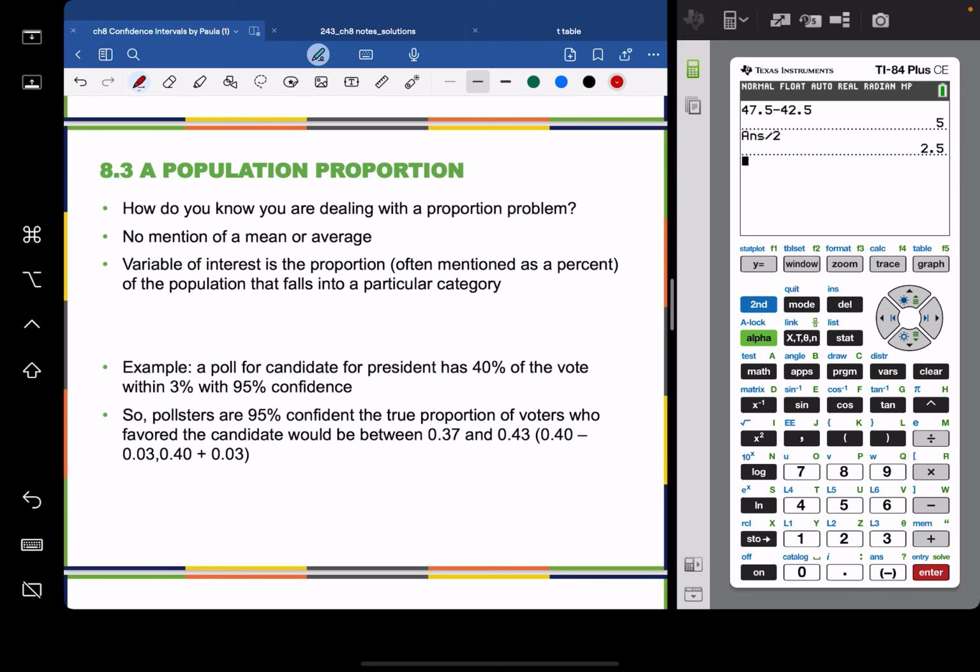How do you know you're dealing with a proportion problem? Because there's no mention of a mean or average. And the variable of interest is the proportion or percentage of the population that falls into a particular category.